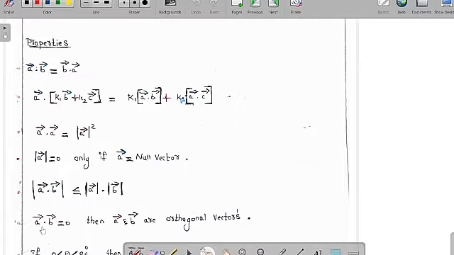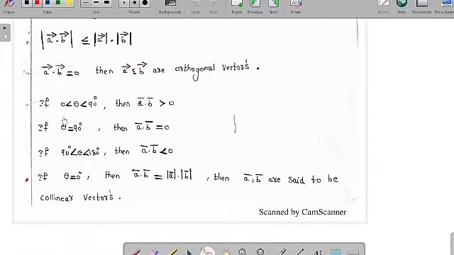Whenever the dot product of two vectors is equal to 0, I have already told you that a bar and b bar are said to be orthogonal vectors, meaning the angle between them is 90 degrees, so cos 90 becomes 0. So whenever a bar and b bar are orthogonal, the dot product is always 0. If theta lies between 0 and 90 degrees, cos is positive in this range, so a bar dot b bar is always greater than 0. But if theta is equal to 90 degrees, cos 90 is 0, so the dot product gives a result of 0.